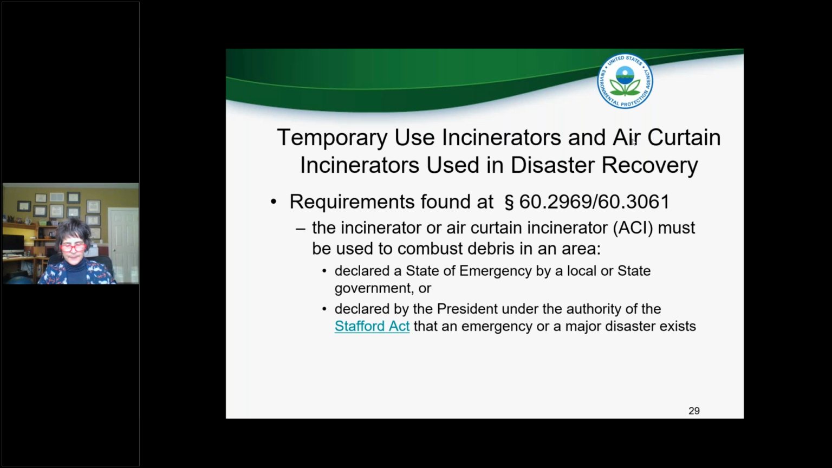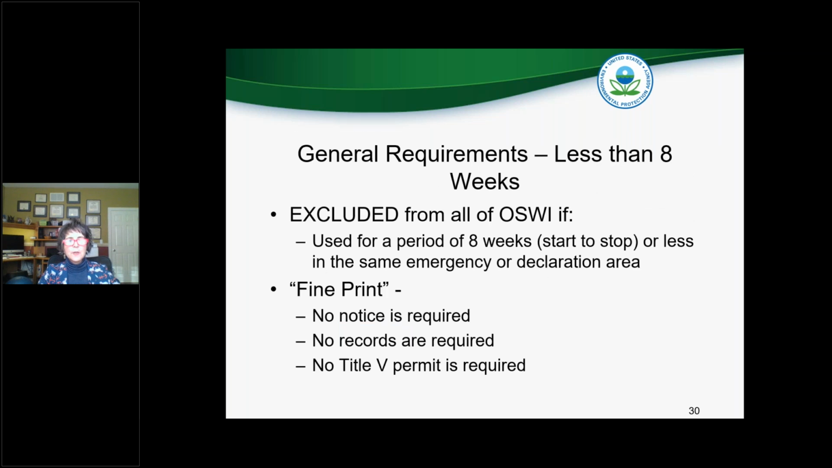So you can go on to the next slide. So the general requirement for an OSWI unit used for disaster debris is that it can be excluded from the regulations for up to a period of eight weeks, and that is a start to stop time frame. It's exactly 8 weeks. It doesn't matter whether you're running for that 8 weeks or not. You start counting on day 1 and you stop counting on day 56, and that's the amount of time that you can use your 35 ton per day incinerator to combust disaster debris and be excluded from all of the OSWI regulations.